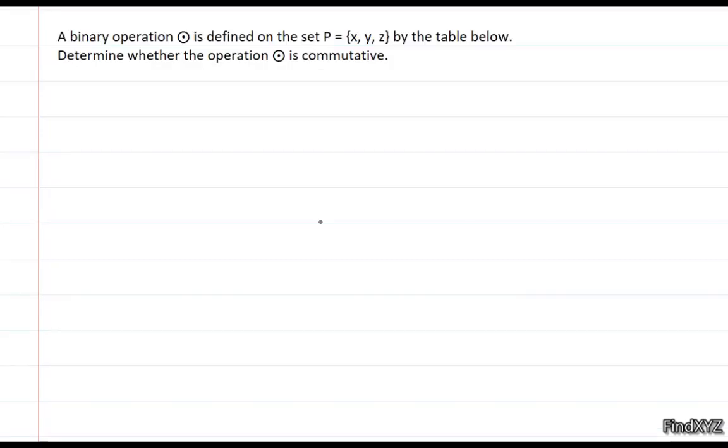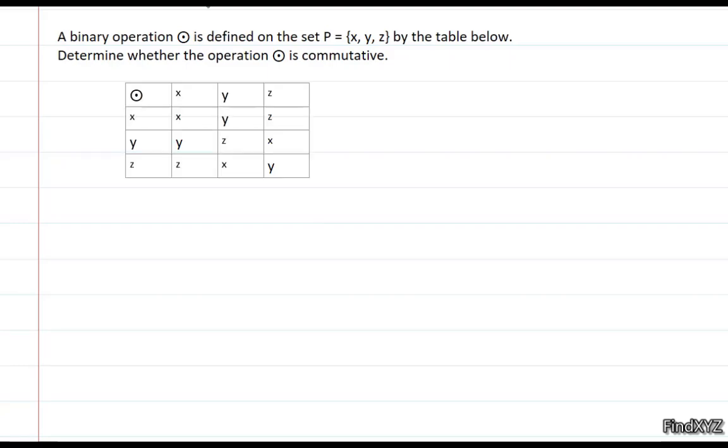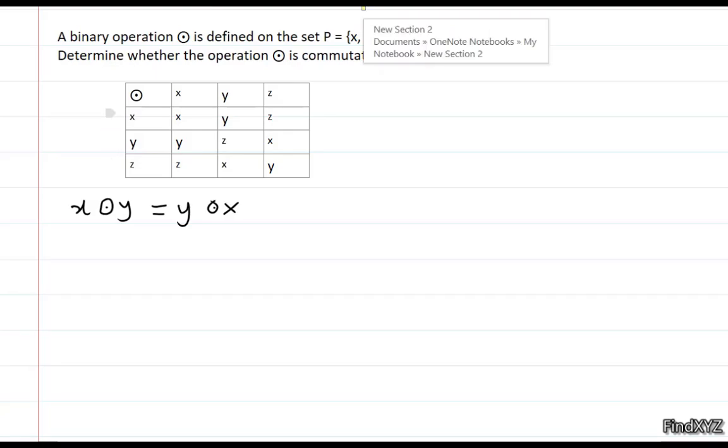Order matters. Let's take a look at our first example. A binary operation is defined on set P, that is X, Y, and Z, by the table below. Determine whether the operation is commutative. We have already defined commutativity as X operation Y must be equal to Y operation X. So let's verify some of the options. We can clearly see that X operation Y is giving us Y. Then what about Y operation X? Y operation X is also giving us Y.